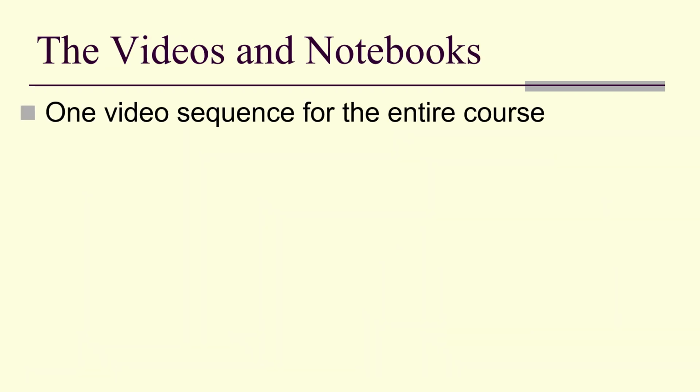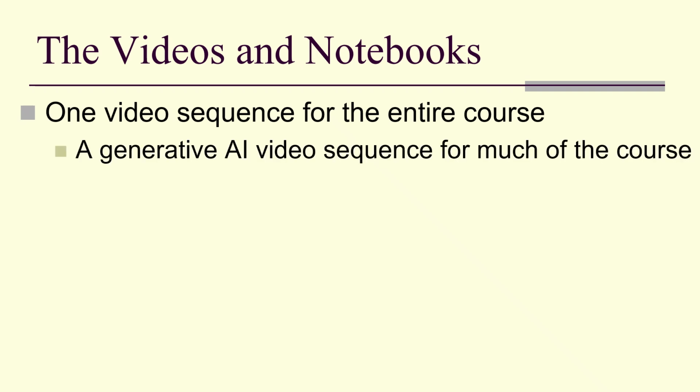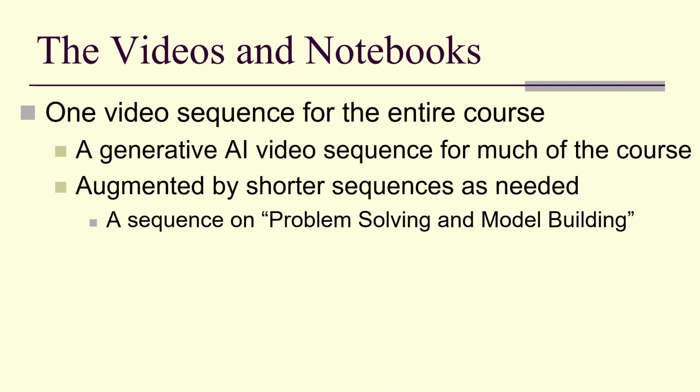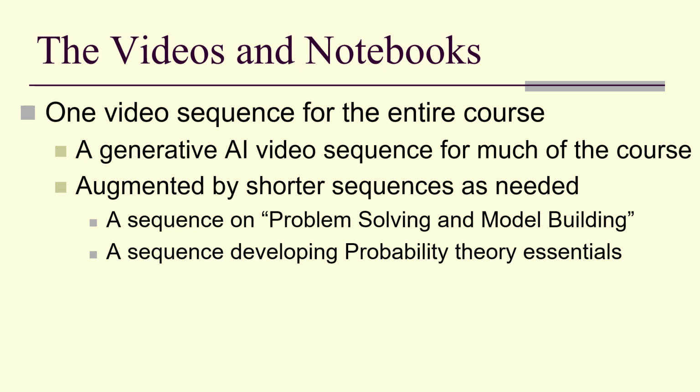So the videos and notebooks. There'll be one video sequence for the entire course, which is sort of the main instructional component of the course. There'll also be a generative AI video sequence, which is separate from the one above, but it will also last the entire course. And there'll be other shorter sequences of videos, a sequence on problem solving and model building, a sequence on developing probability theory essentials.